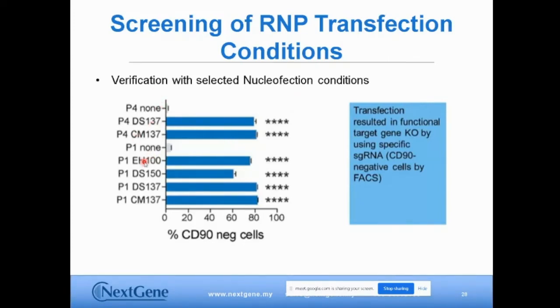You can see that there are different programs here. The programs differ in terms of the intensity of the electrical pulse as well as the duration of the pulse. In general, if the pulse applied is too strong or for too long, then the viability of the cell will be affected. However, if the pulse is too weak or too short, then the transfection efficiency will be low. You can see that in general the transfection efficiency is good, more than 80%. But for this particular program, the transfection efficiency and also the knockout efficiency is only 60%. So there will be a difference when a different program is used.